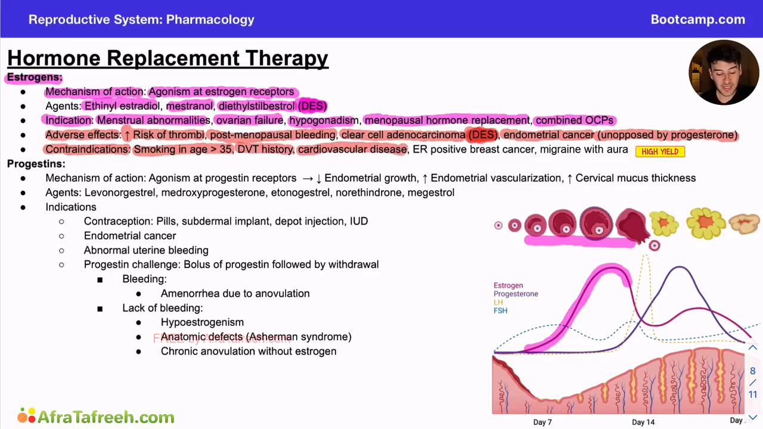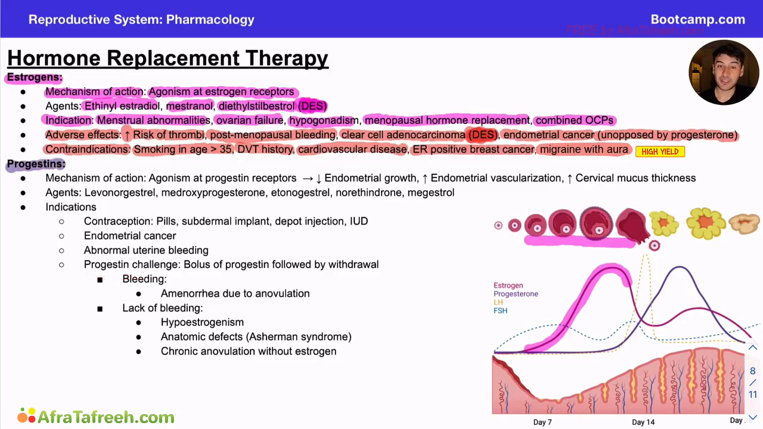these patients, and we also want to avoid it in estrogen receptor positive breast cancer because estrogen is going to increase the size of these breast tumors because they are sensitive and respond with growth when exposed to increasing levels of estrogen. These are the high yield contraindications when it comes to supplemental estrogen therapy. Now, let's move on to talk about our next hormone, which is going to be our progestins.